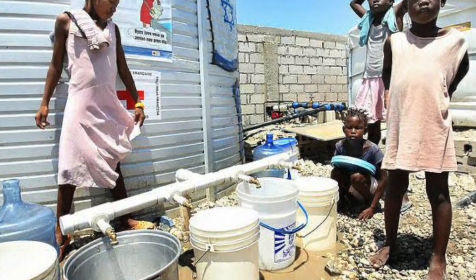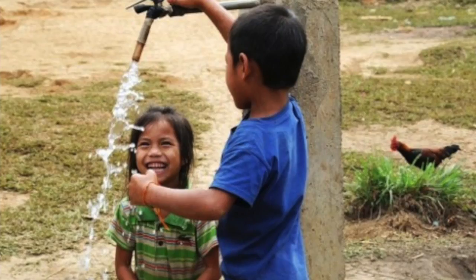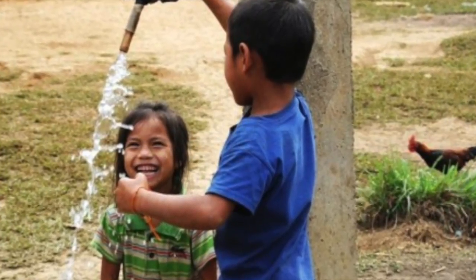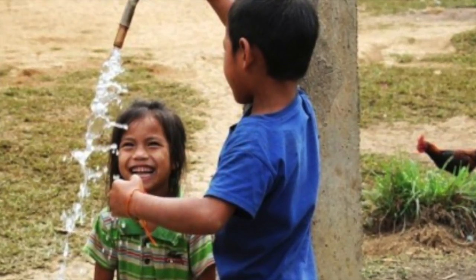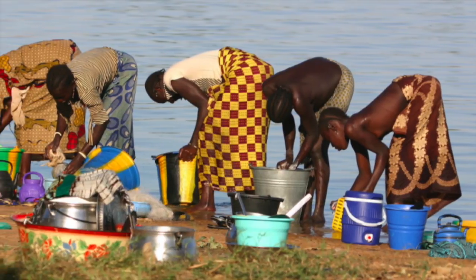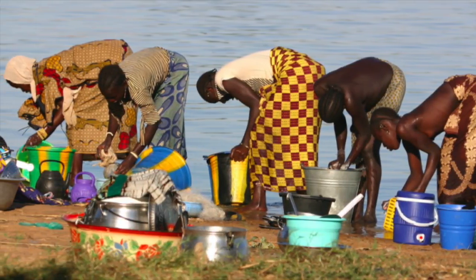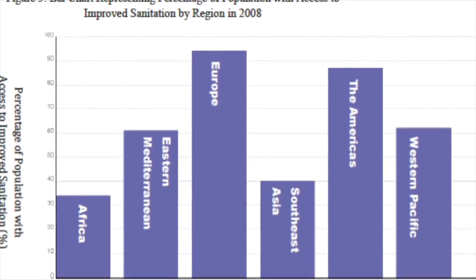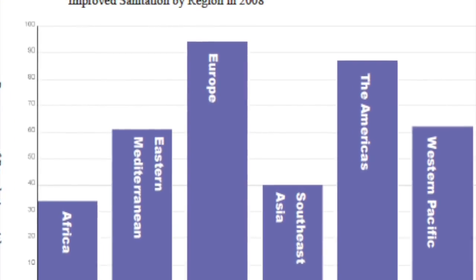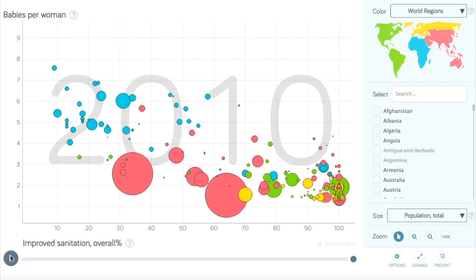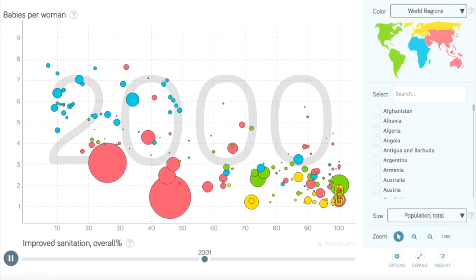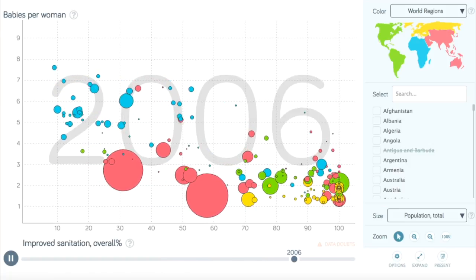Lastly, improved sanitation and total fertility show a strong negative correlation. Sanitation refers to the percentage of total population that has access to facilities that hygienically separate human excreta from human contact. It is shown that developing countries in Africa and Asia had the lowest sanitation percentage and the highest fertility rates compared to the rest of the world. From 1990 to 2010, almost all countries improved sanitation, thus decreased total fertility.